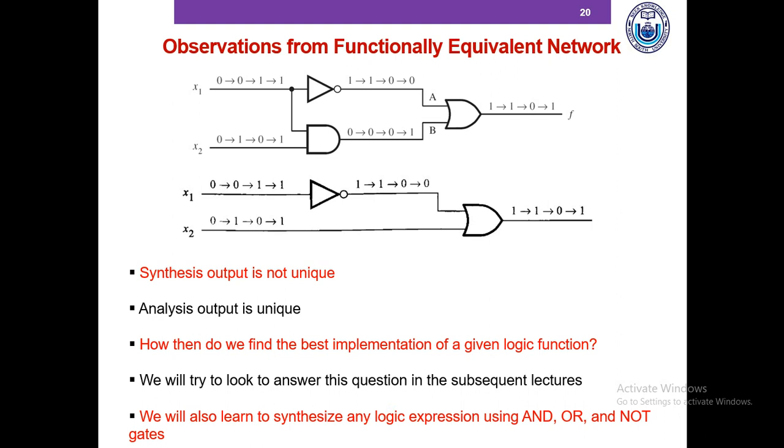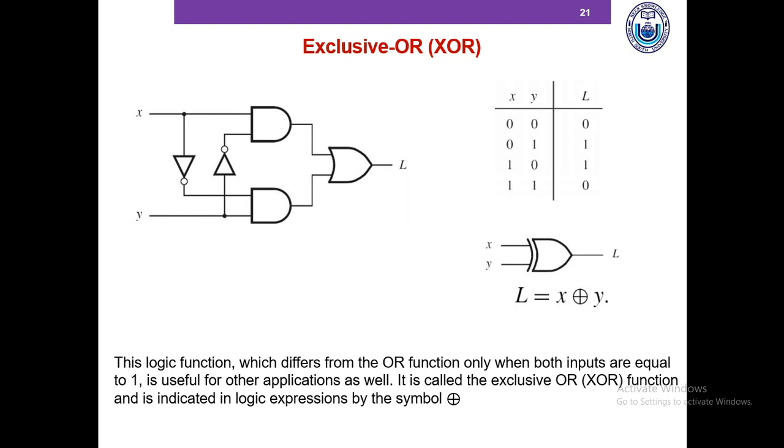So we'll try to answer this question in subsequent lectures. So how to design the minimum cost circuit, or how to perform minimum cost synthesis of a truth table. So we'll discuss it in the subsequent lectures. We'll also learn to synthesize any logic expression using NOT, AND, and OR gates. So we'll look into this in the subsequent lecture. But before that, I'd like to introduce another important logic gate called the XOR gate.